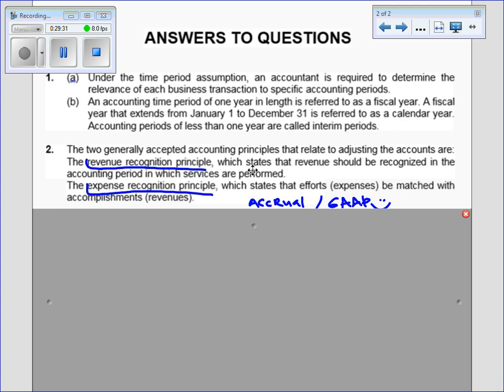Number 3, Susan Zupan, a lawyer, accepts a legal engagement in March, performs the work in April, and is paid in May. If Zupan's law firm prepares monthly financial statements, when should it recognize the revenue from this engagement and why?